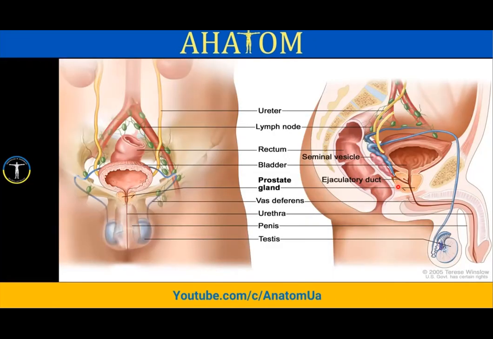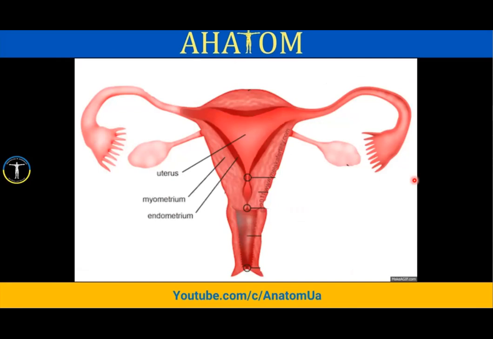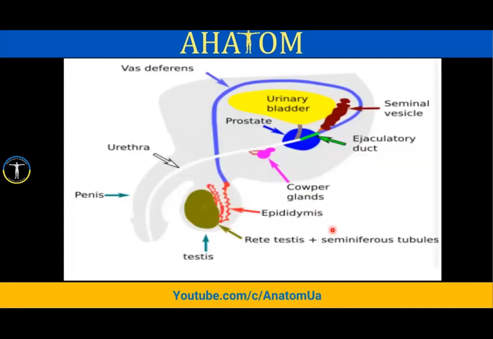What is the name of this organ? Very popular, it's the prostate gland, but more correctly the word gland is not used. Why? Because it's a musculoglandular organ. One part with muscle, another part with excretory function. Please remember this moment too. Okay, with different layers in the uterus, you understand it's very important too.